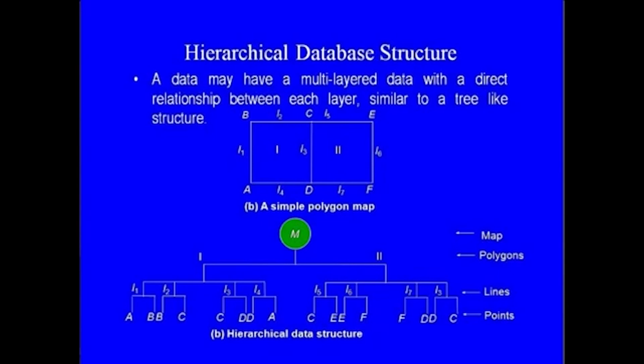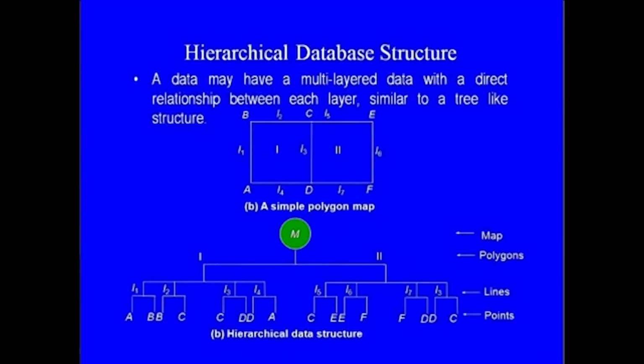So, we can now represent the whole figure as M, that is the map, and this map consists of 2 polygons, polygon number 1 comprising of the points A, D, C, B and polygon number 2 comprising of the points D, F, E, C. So, what we can do is show 2 branches from the map, one to show the polygon 1 and the other to show the polygon number 2.